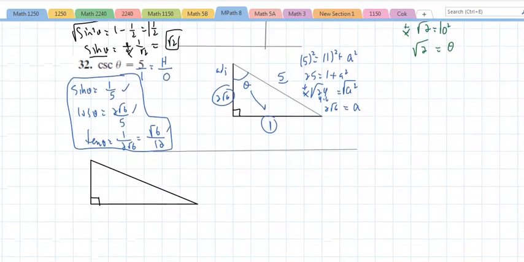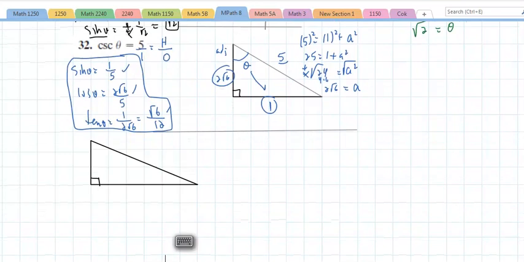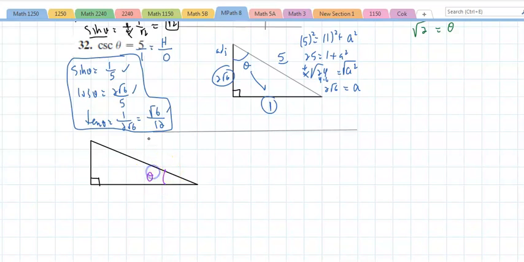Now, something to elaborate on that I talked about but didn't mention. If I call this angle theta, as far as theta is concerned, this is the hypotenuse, this is the opposite, this is the adjacent. So if I take the sine of theta, that is the opposite over the hypotenuse. If I take the cosine of theta, that is the adjacent over the hypotenuse. And if I take the tangent of theta, that is the opposite over the adjacent.